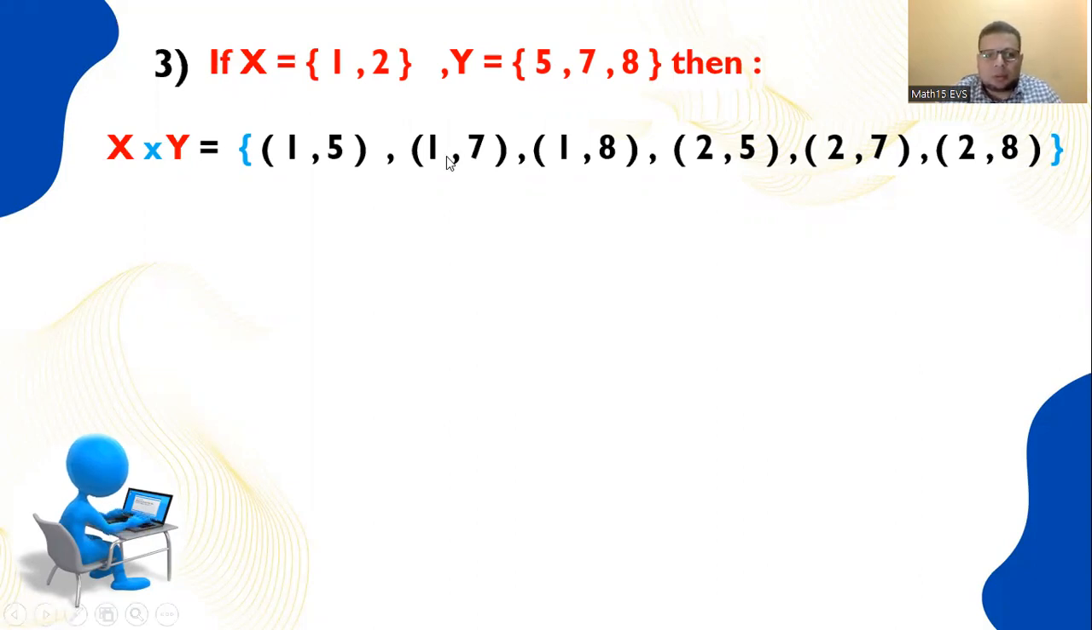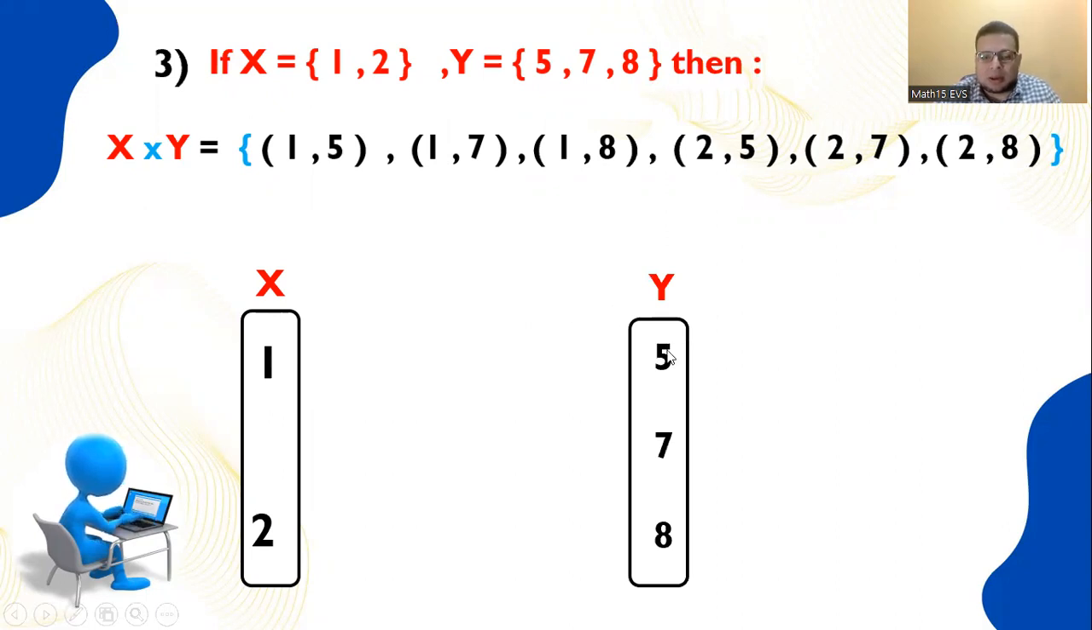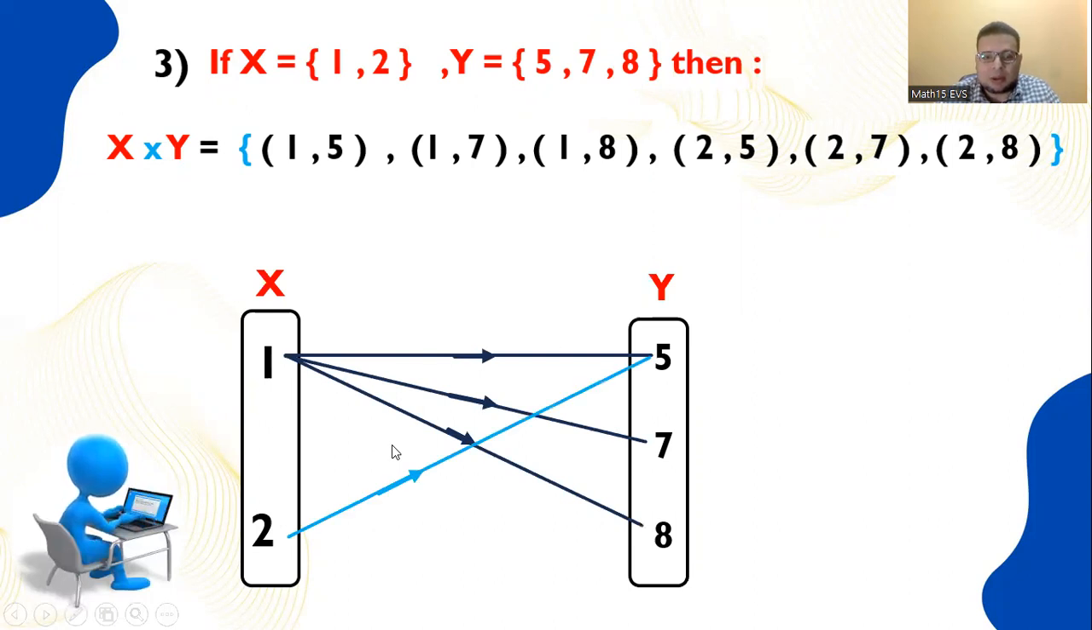If I need to draw the arrow diagram, you will put the first set x and then set y. The first rectangle is the domain x, with elements 1 and 2, and the second rectangle is y, with elements 5, 7, 8. You will draw arrows from 1 to each element: 1 and 5, 1 and 7, 1 and 8, 2 and 5, 2 and 7, 2 and 8. This is called the arrow diagram.